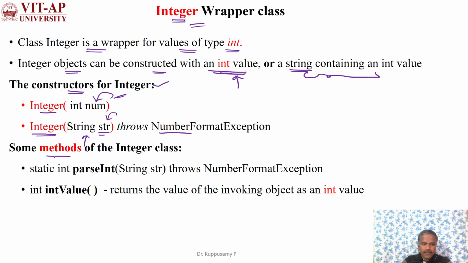The methods are given for the Integer class. parseInt is one of the methods which is receiving the string input, and that will be converted into an integer value. It throws a NumberFormatException if any such exception occurs. Likewise, another method is intValue, which returns the value of the invoking object as an int data type.